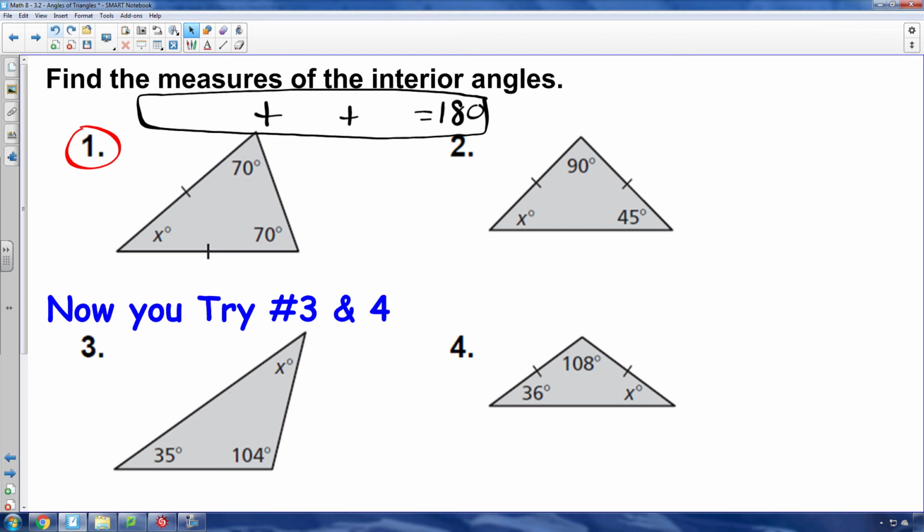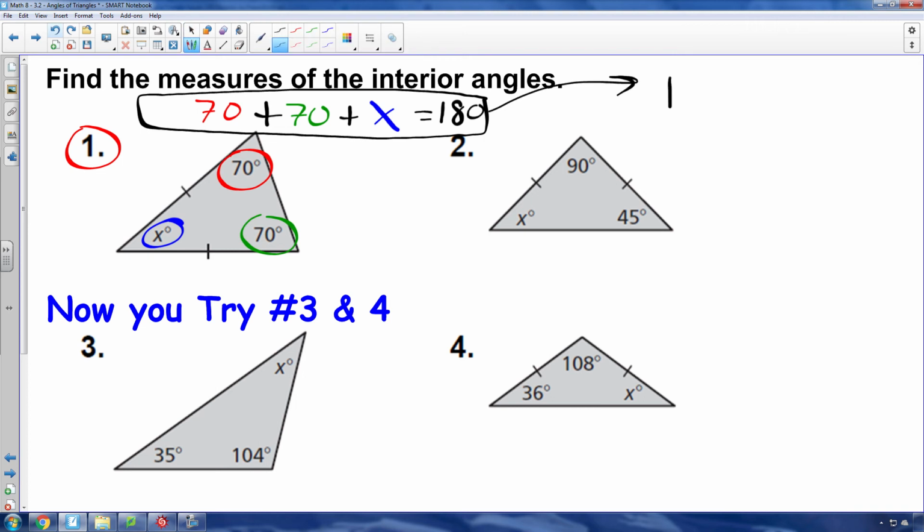Okay? Now let's make these three angles and let's get them in three colors. Doesn't matter what angle you pick first. I pick 70. And then I'm going to go down here and pick this next angle, which is 70. And then I'll pick this third angle, which is just x. And together, those three things must add up to 180. Well, we know that 70 and 70 is 140, so we have 140 plus x equals 180.